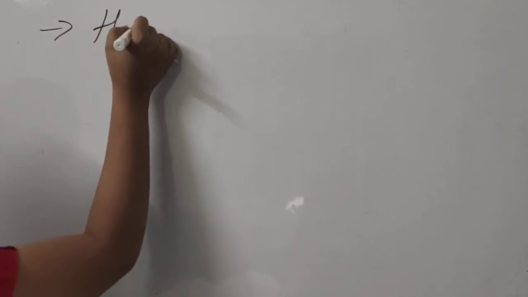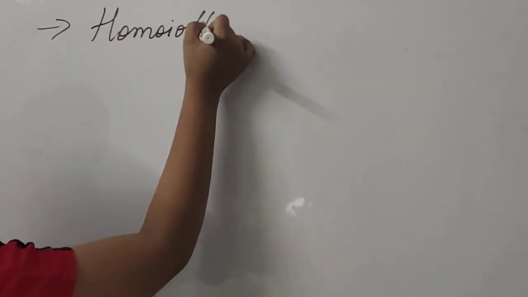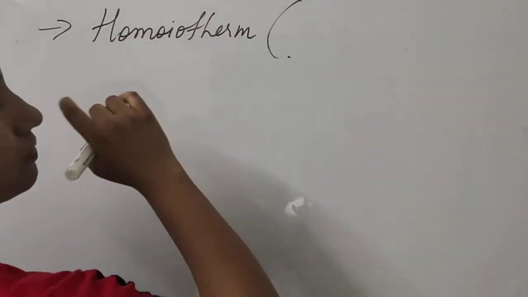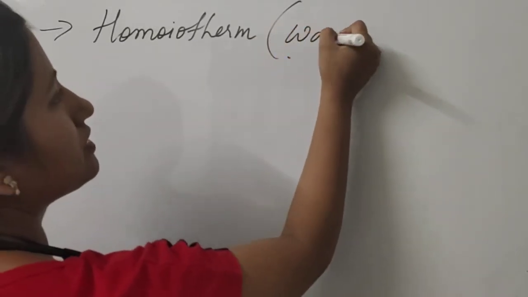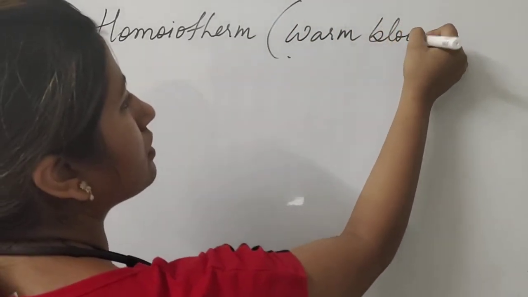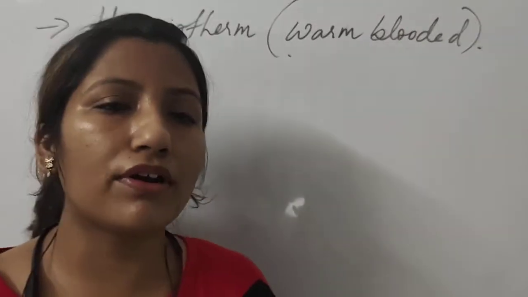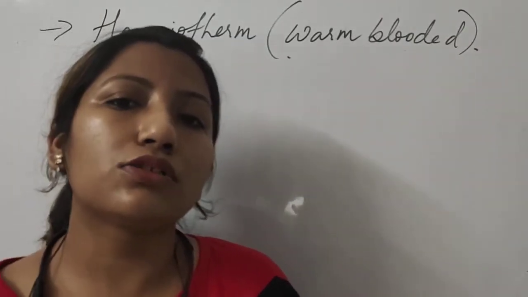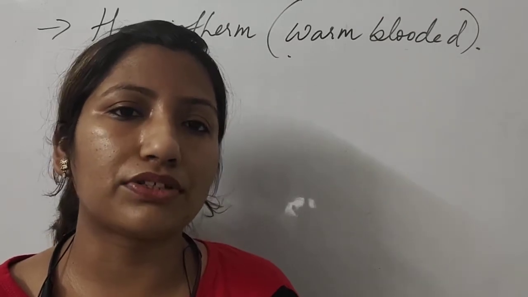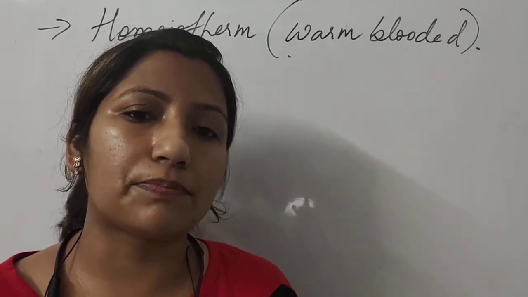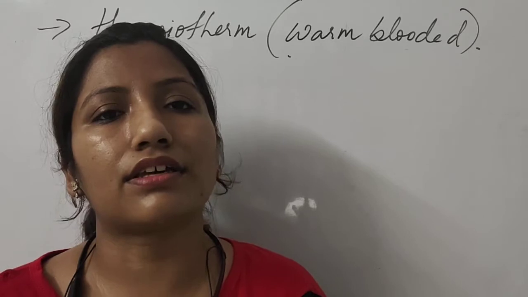Mammals are homeotherms. Homeotherms means they are warm-blooded animals. Warm-blooded animals are what? The animals who can maintain their body's temperature constantly, irrespective of the temperature changes in the surrounding.